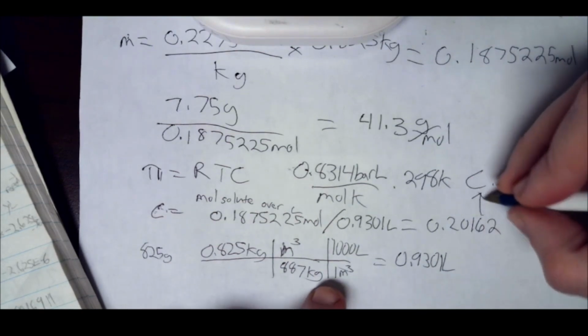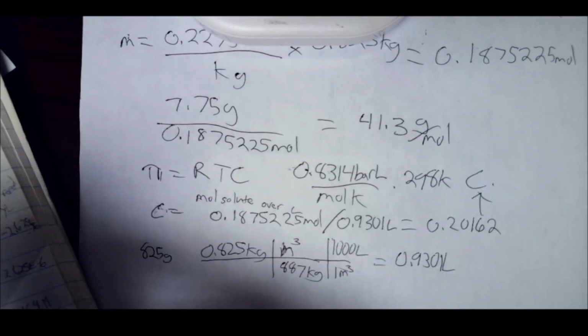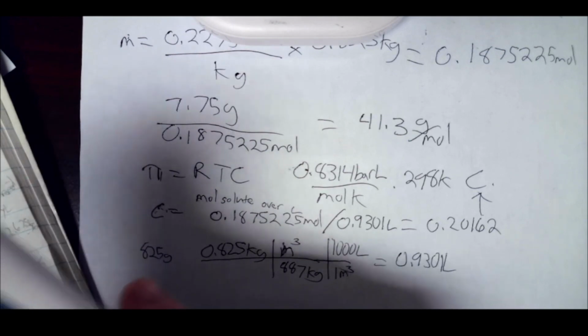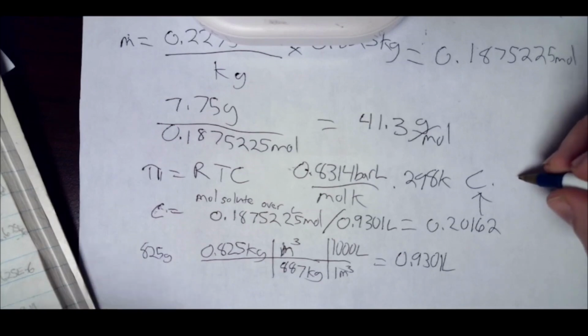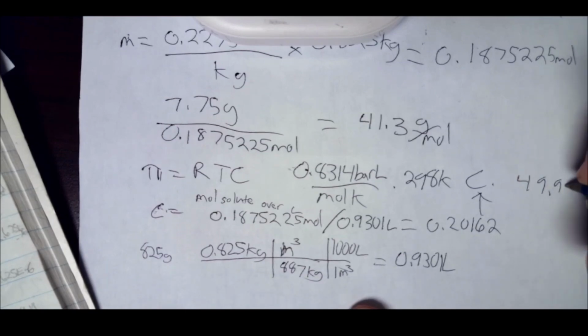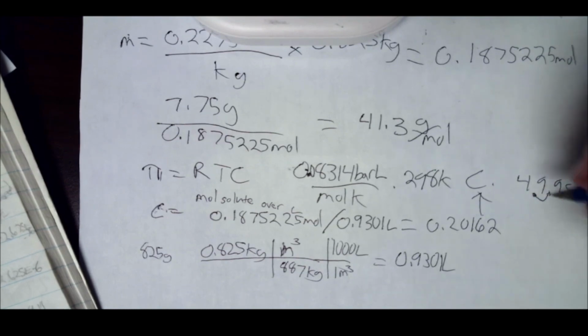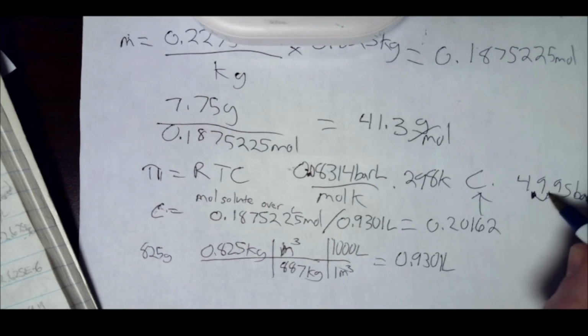So 0.20162 times 298 times 0.8314 gives us an osmotic pressure of something close to 49.95 bar. So pretty high. Wait, oh, so move the decimal one place: 4.995 bar. It's 0.08314. That's our R.